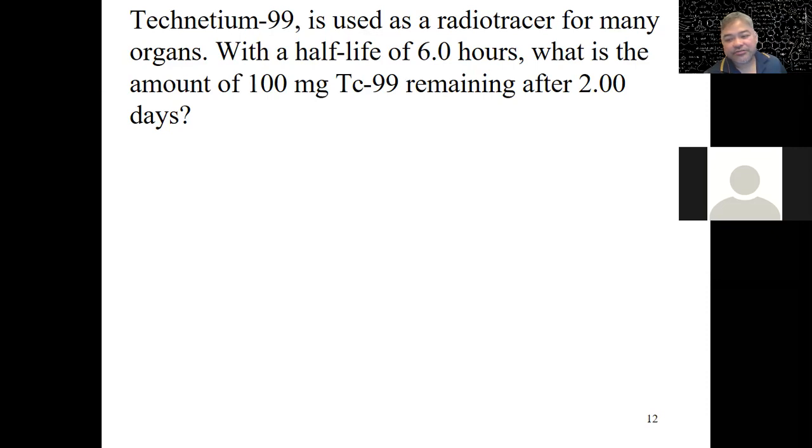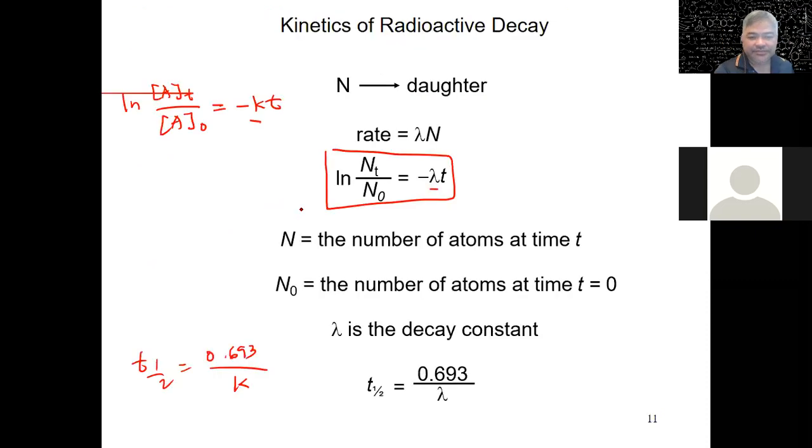Okay, so we solve this maybe by what? Getting first the K. Because if you're going to look at this, this is the formula that you're going to use: ln N_t over N_0 equals negative alpha t. Am I right?